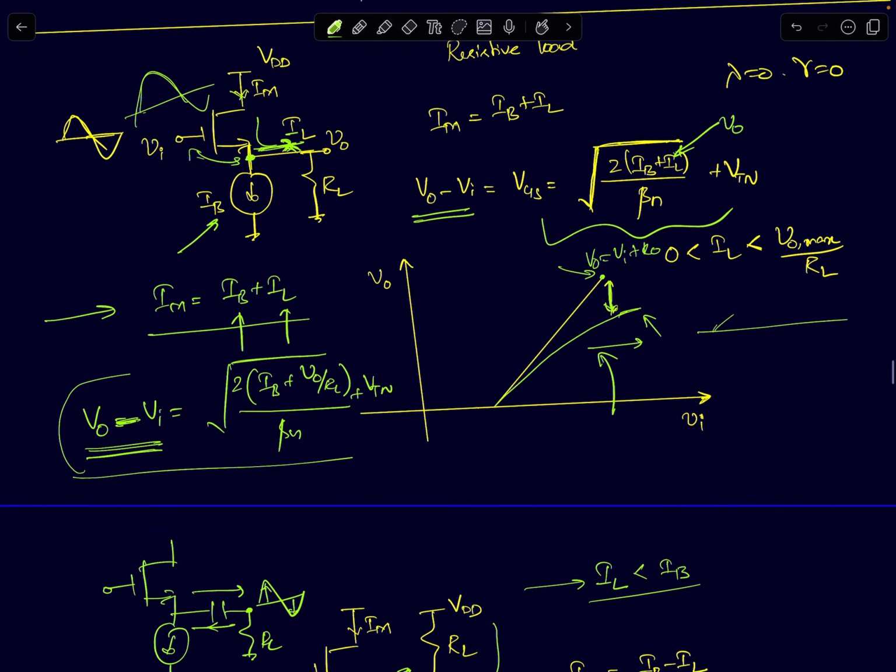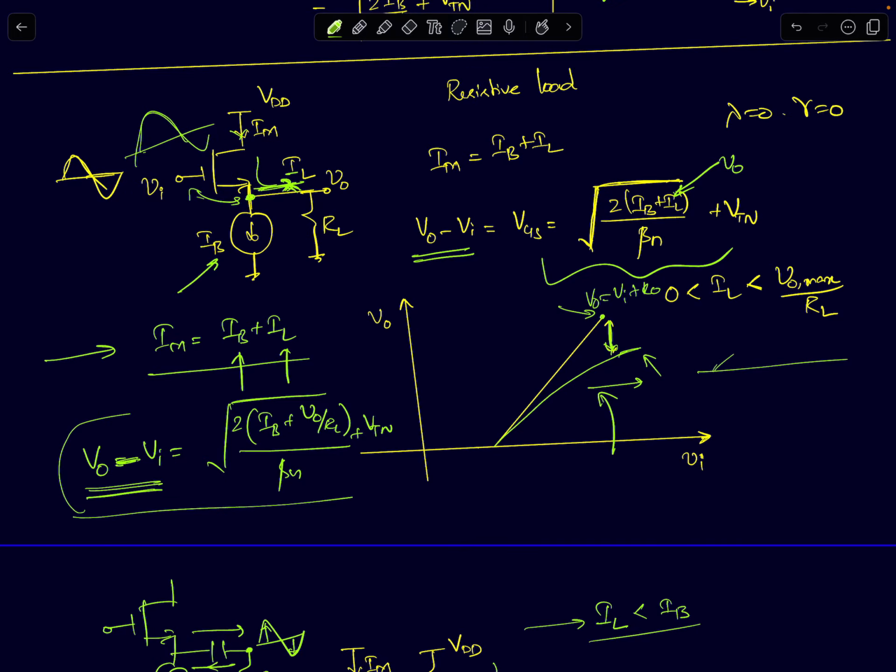When it comes to sourcing current, ideally, as long as your VGS is large enough, it can supply current all the way from 0 to the load. It can supply all the way from 0 till IL max. So IL max corresponds to the maximum voltage output can go to divided by RL. Okay, so it can supply all that current, and that will happen by increasing the VGS.